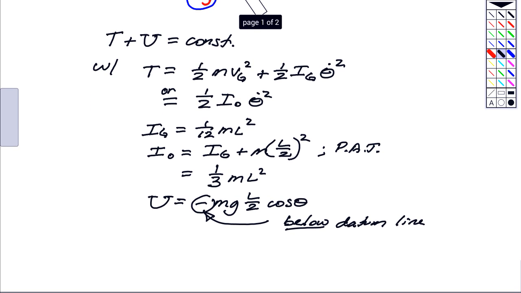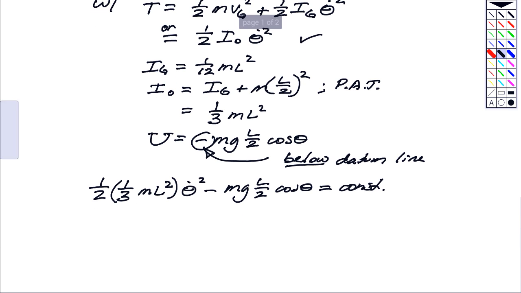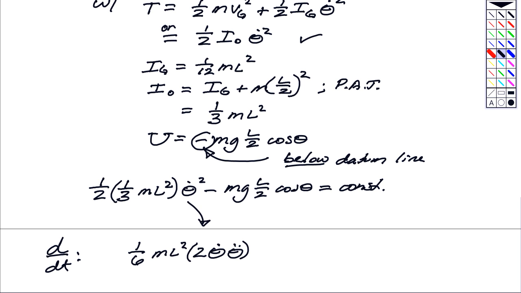So let's use the second one, because that's a simpler form for T. We have 1/2 Io, which is 1/3 ml squared, theta dot squared, minus mg L/2 cosine theta, and that is equal to a constant. The power equation is nothing other than taking a time derivative of this. The time derivative gives us the 1/6 ml squared times 2 theta dot theta double dot. That's coming from here. Minus mg L/2, the derivative of cosine is a negative sine with a theta dot in front like that. And of course the constant becomes a 0.